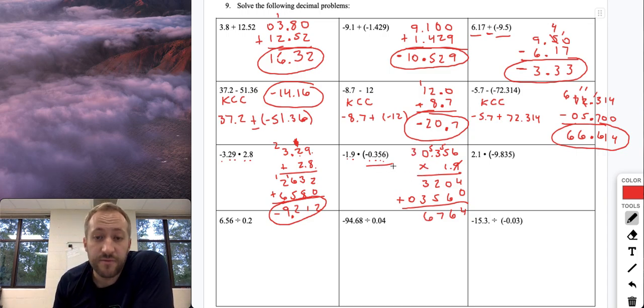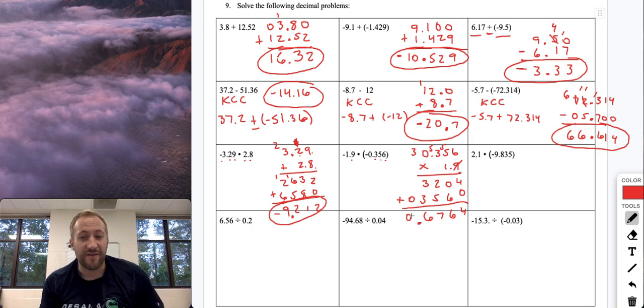I'm going to look in the problem, how many numbers are behind the decimal in my problem. I want that same amount of numbers behind the decimal in my answer. So let's look at this. I got 1, 2, 3, 4 numbers behind the decimal in the problem. I want 1, 2, 3, 4 numbers behind the decimal in my answer. And right in front, I'll add a 0. Because remember, you can have as many zeros in the front of your number or in the back of your number, and it doesn't change the number at all.